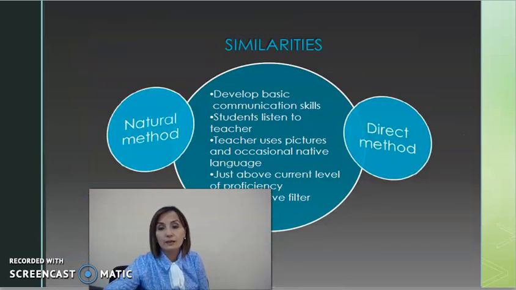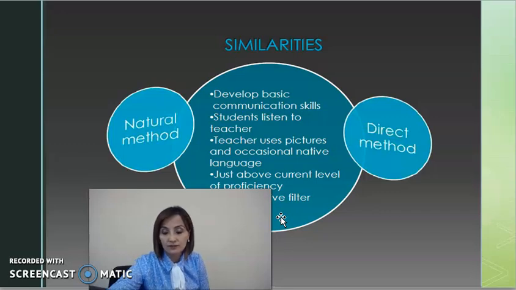So here we can see similarities between natural method and the direct method. So it's given here in the form of Venn diagram. In the middle, we can see similarities. The first similarity is it develops basic communication skills. Students listen to teacher. Teacher uses pictures and occasional native language. Just about current level of proficiency.